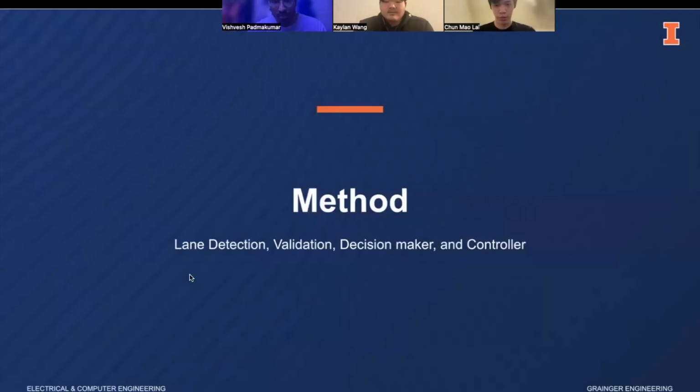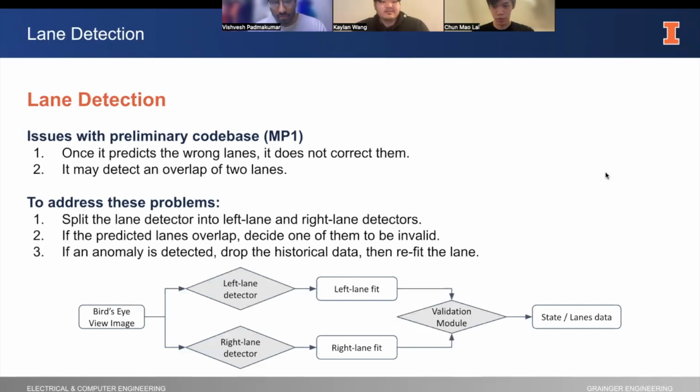All right, so let's talk about our method. For the lane detection, we had some issues with MP1. Once it predicted the wrong lanes, it wouldn't correct them, and it may detect an overlap of the 2 lanes. So if we ever went too far out of the lane, the detector had some issues, and it wouldn't fix anything. To address these problems, we split the lane detector into the left and right lanes. If the predicted lanes overlap, we decide if one of them should be invalid. And if an anomaly is detected, we'll drop the historical data and refit the lane. That way it'll correct the lanes.